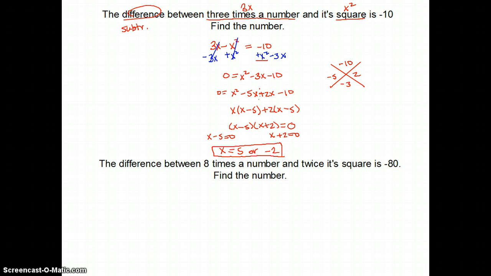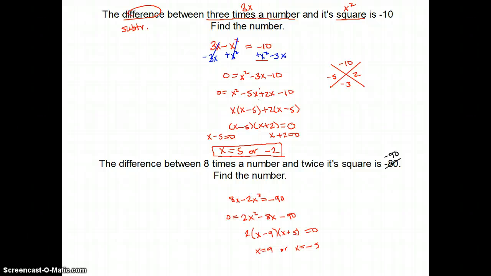Go ahead and take a moment to pause the video and try the next one on your own. I would like to go ahead and change this negative 80 to a negative 90, otherwise the problem won't work out. So please go ahead and change that and then proceed. Your two answers here should have been x equals 9 or x equals negative 5.